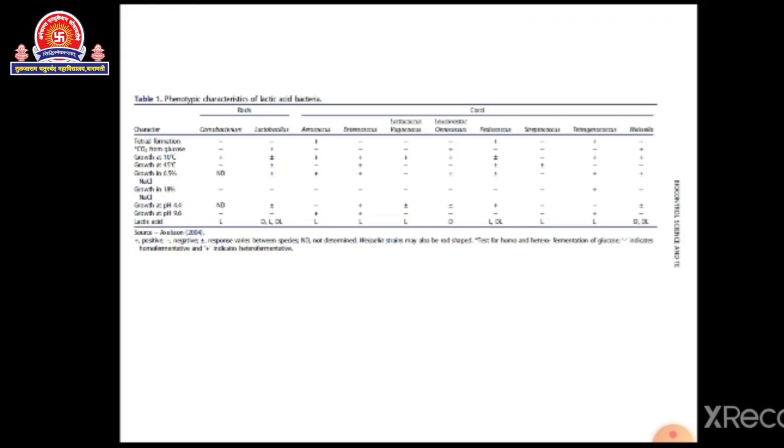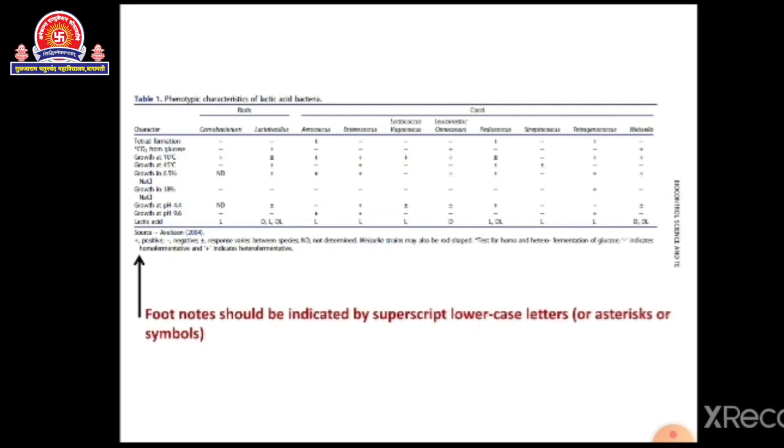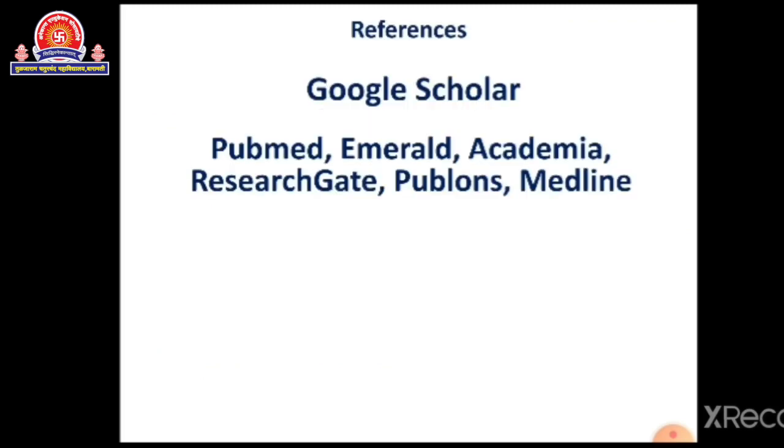Then there are tables. Preparation of tables is again a very crucial thing. The arrow indicates the information which is written at the bottom. It is written in superscript and it is called a footnote. Footnotes should be indicated by superscript or lowercase letters, and they can be symbolized by asterisk, hashtag, and so on. You can put that in front of any word, and the meaning of that you can put as a footnote like this. It is supplied at the end of the table.